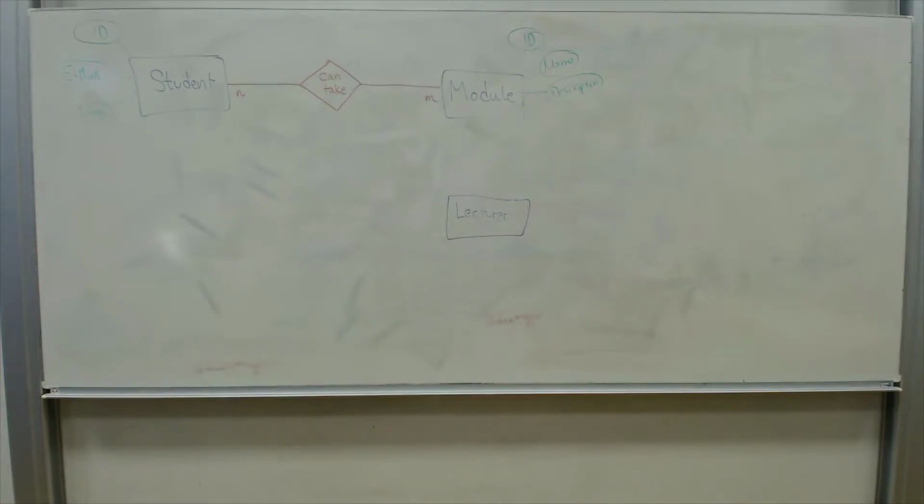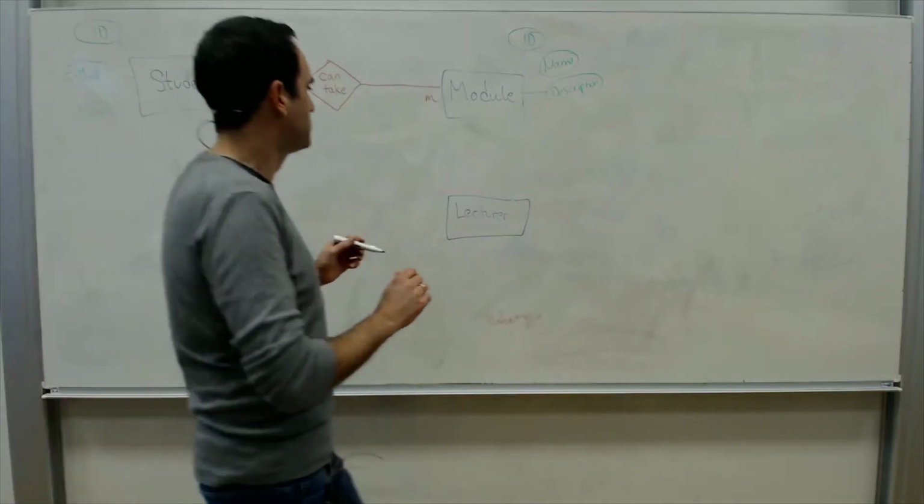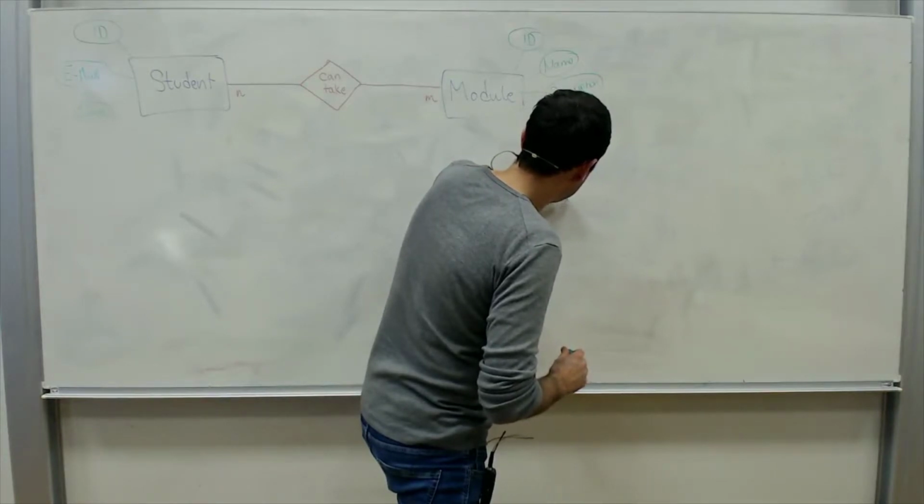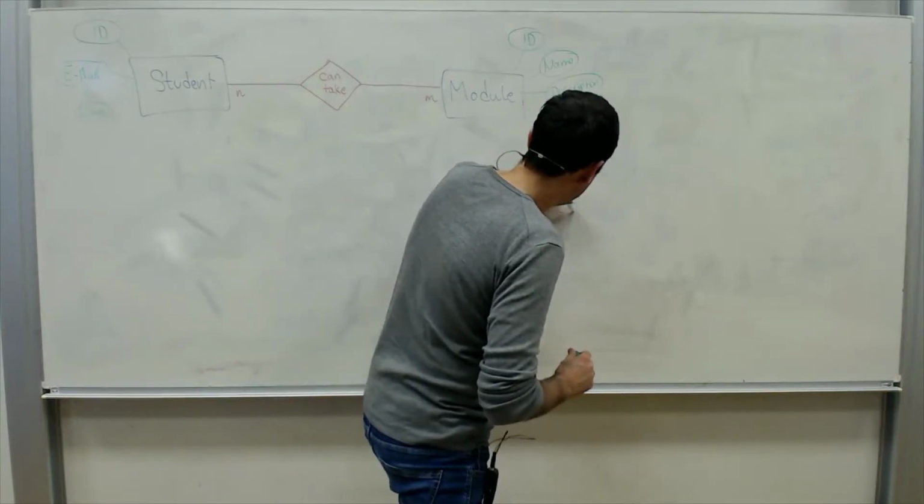Okay, so you want to continue, or is someone else? Yeah, go ahead. The lecturer has an office, so it's an attribute for the lecturer. Okay, so you have an attribute office. Does he have any other attributes?